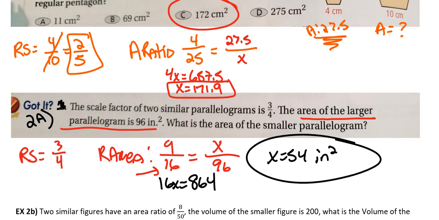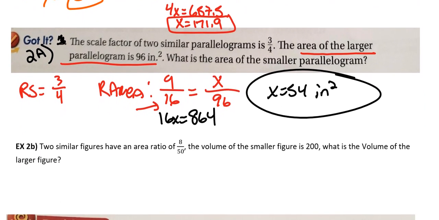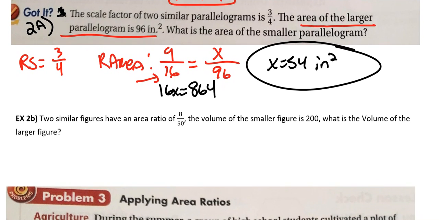All right. The next example, 2b, is kind of similar, a little different. This one says two similar figures have an area ratio of 8 to 50. The volume of the smaller figure is 200. What is the volume of the larger figure? So this one's a little different. I'm starting you off with the area ratio and telling you that's 8 over 50.